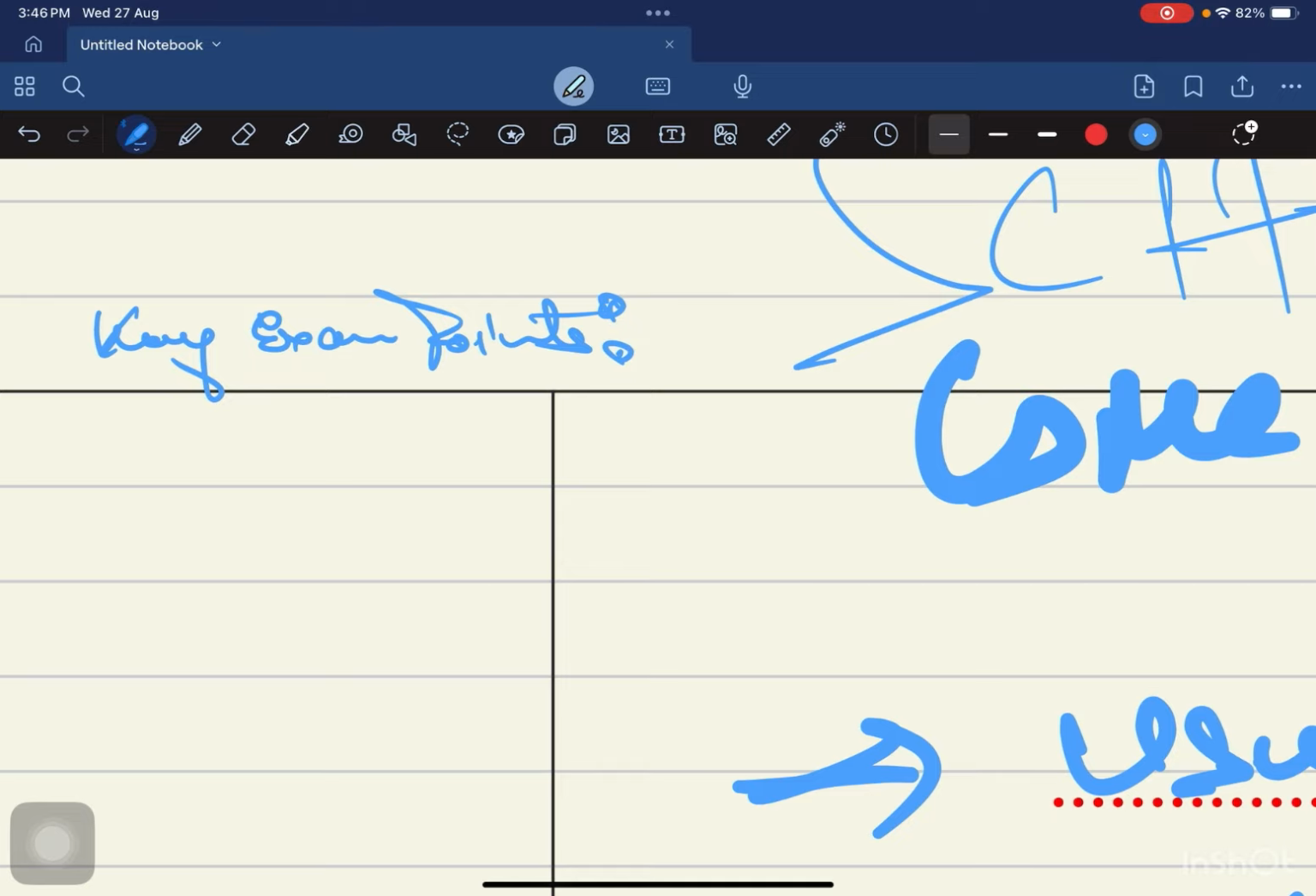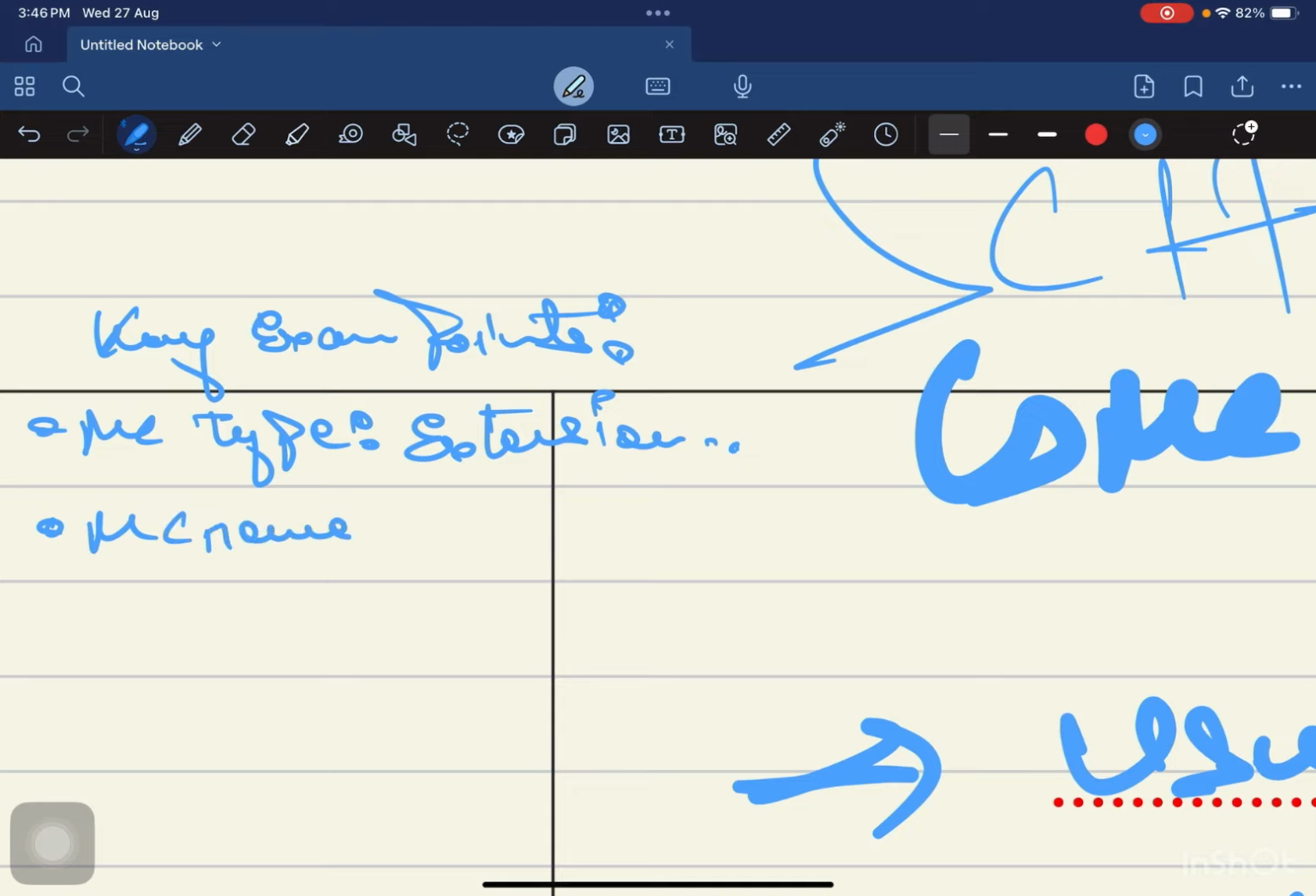Now your key exam points. The most common type is the extension type. I told you earlier also it manifests in 95% of the cases. Then the most common nerve injured is the AIN, which is the motor branch of the median nerve.